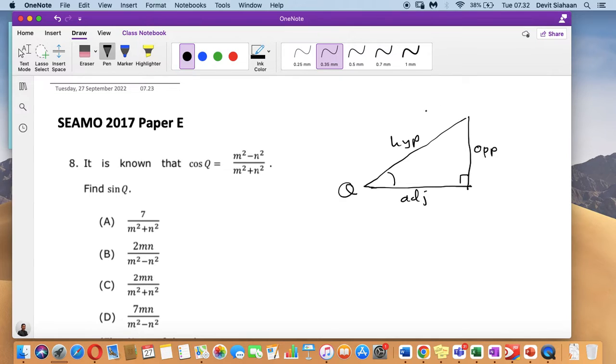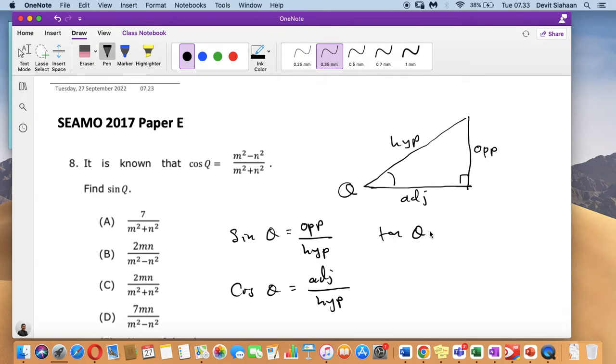In trigonometry itself, there are three ratios. The most common, actually there are 6, but the most common ratios are 3. We call them sine Q, which is opposite over hypotenuse, cos Q, which is adjacent over hypotenuse, and the last one is tangent Q, which is opposite over adjacent.